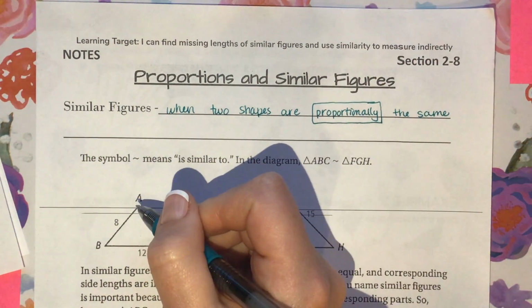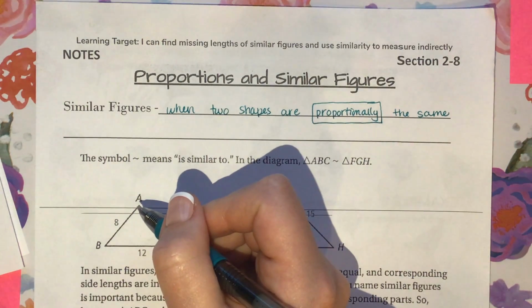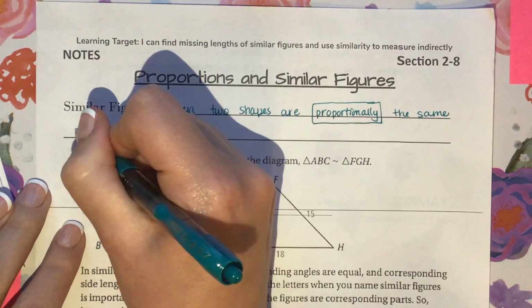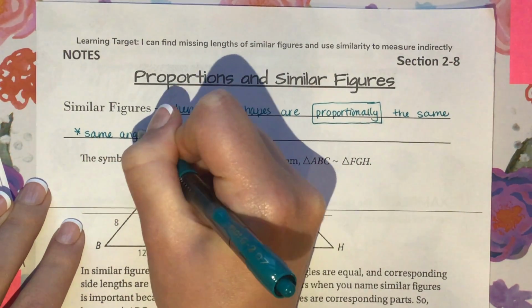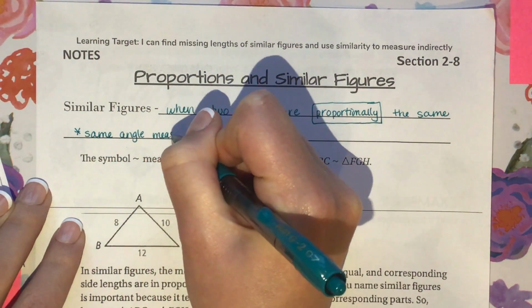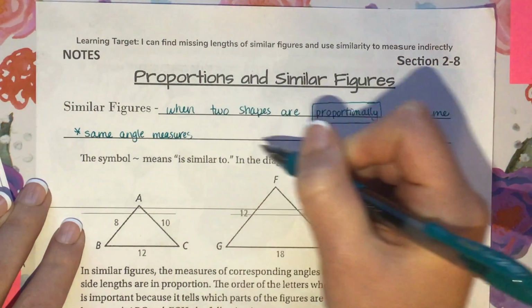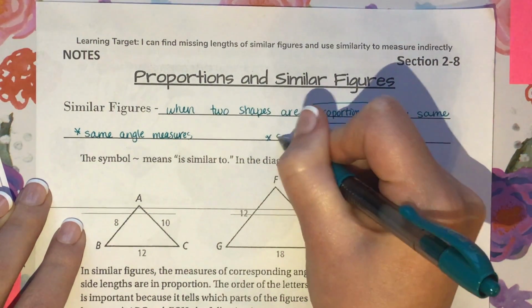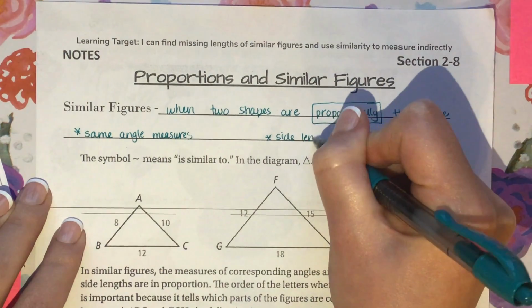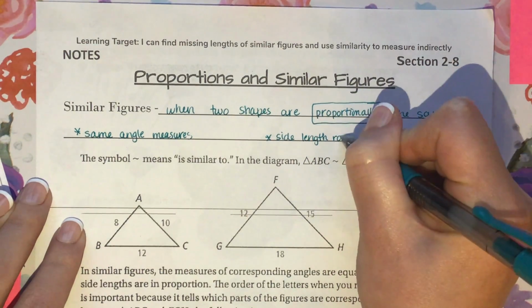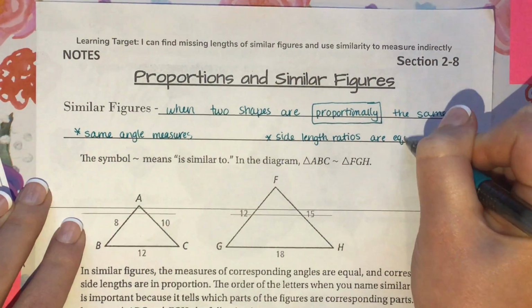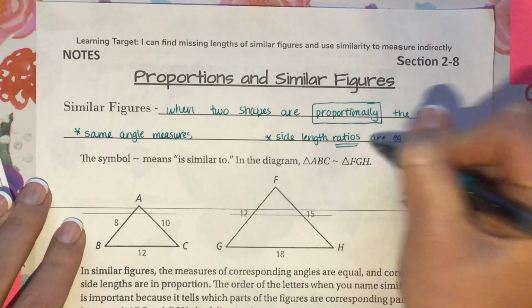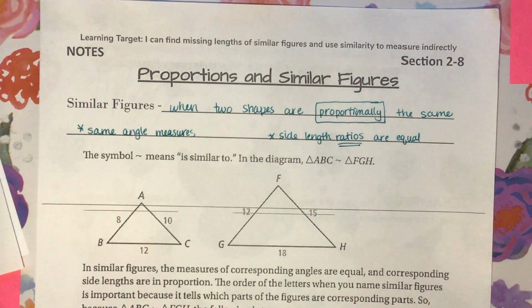And so that means, breaking that down even more, they have the same angle measures and side length ratios are equal as well. So it's the ratios that are equal, not the side lengths themselves.